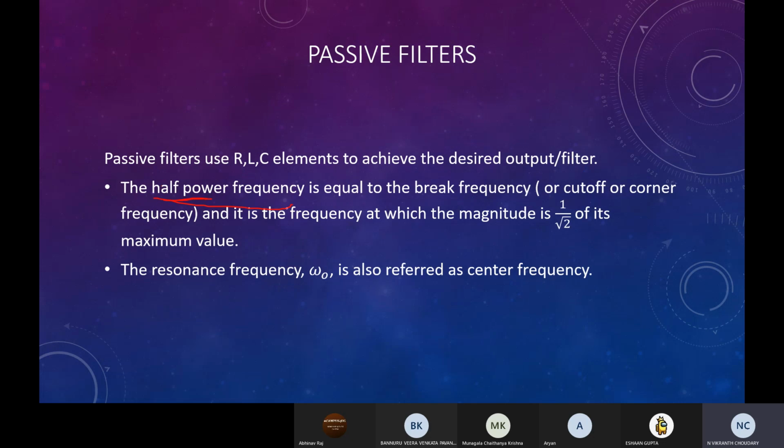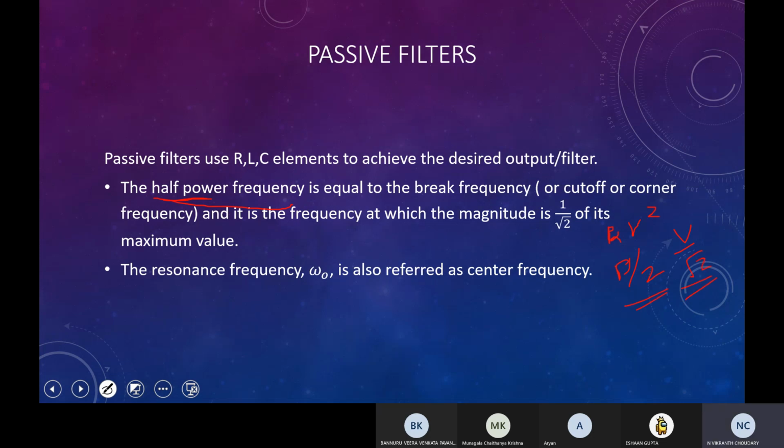It occurs at 1 by root 2 times the maximum value. Suppose there is a voltage, then power is directly proportional to V square. You all know this: P is equal to V square upon R. So when P becomes P by 2, the voltage would be V by root 2. Here V is the input, not power. So the input is 1 by root 2 times the maximum value, only then the half power frequency occurs. The frequency at which power is half is known as half power frequency.